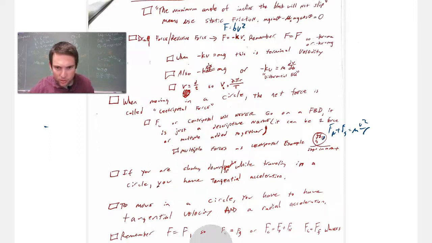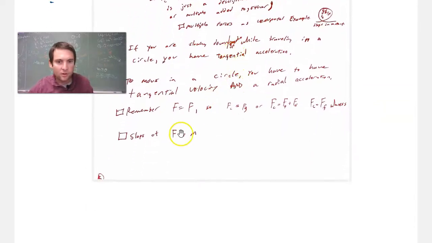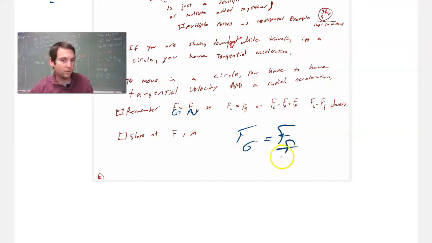What else? Centripetal force will never go on a free body diagram. It's just a descriptive name. It can be one or multiple forces added together. To move in a circle, you have to have tangential velocity and a radial acceleration, the centripetal acceleration. Remember that F equals F, so your centripetal force could be any combination of forces. You can always substitute any force equal to each other. If FG equals FN, great. Or maybe FG equals FF, somehow, some way.